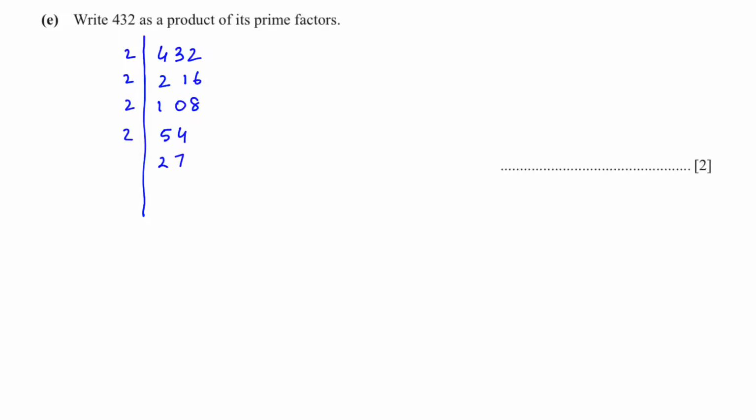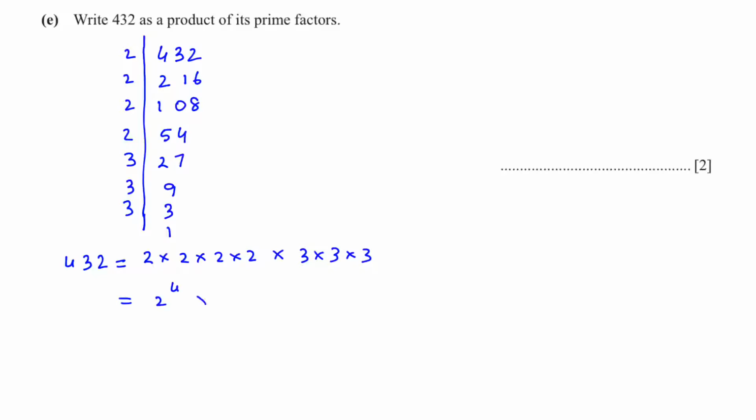Now 27 is not in the 2 times table, but it is in the 3 times table. 3 times 9 will give you 27. And 9 divided by 3 is 3. And 3 divided by 3 is 1. So these are the prime factors of 432. 2 times 2 times 2 times 2, there are 4 twos. Multiply by 3 times 3 times 3. This can be written as 2 to the power of 4 multiplied by 3 to the power of 3.